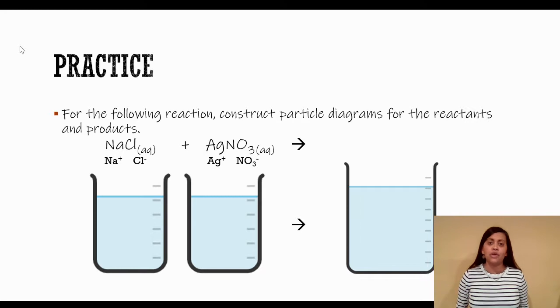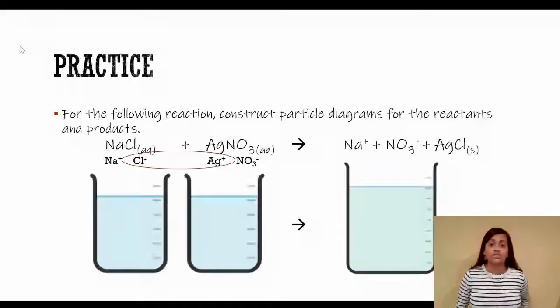So we know that all group 1 metals will dissolve, as well as nitrates and ammonium. So in this case, we have sodium, which is a group 1 metal, as well as nitrate. They won't come together as a solid. However, silver and chloride will. So we will show that we have Na+ ions and NO3- ions plus AgCl at the end.